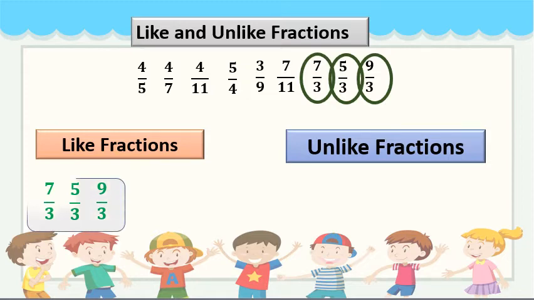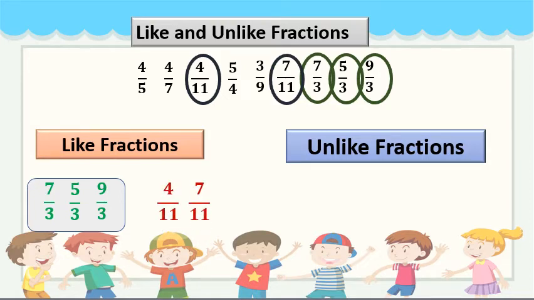Yes, here one more pair is there. You can see 4 upon 11 and 7 upon 11. These two are also like fractions. We will write them under the heading of like fractions. Now the rest all, see, they have different denominators, so they are all unlike fractions.